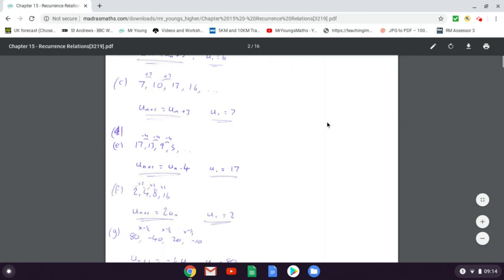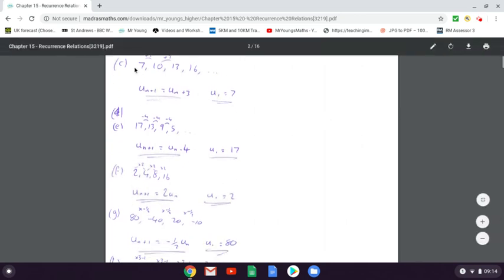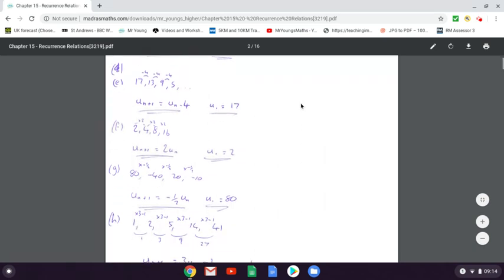There we go. So part C, very similar to part B, except we're increasing by 3. We need to state the first term, so u1 is 7. So u2 would be 7 plus 3, which is 10. u3, the third term in the sequence, would be 10 plus 3, which is 13, and so on.